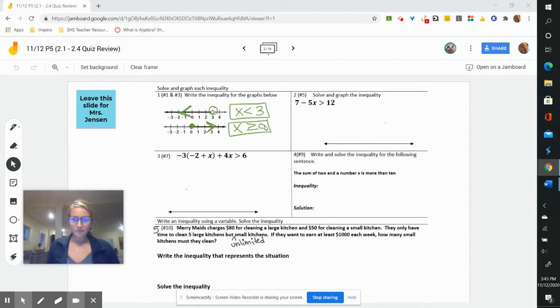For number 2, which is number 5 on your homework assignment, on your quiz review, we first want to undo that positive 7. So to undo positive 7, we want to subtract it from both sides because 7 minus 7 is 0. So on the left side, we have negative 5x. And on the right side, we have positive 5.